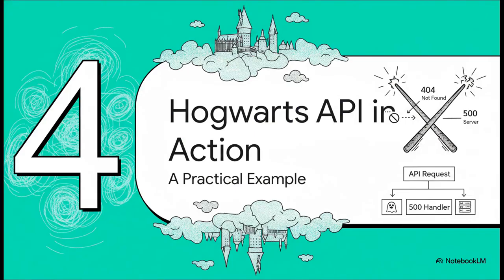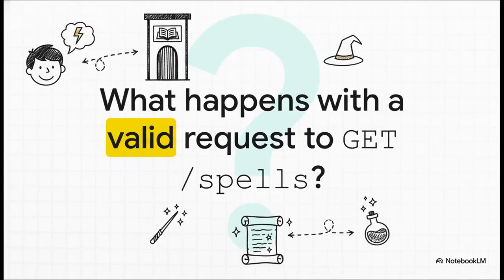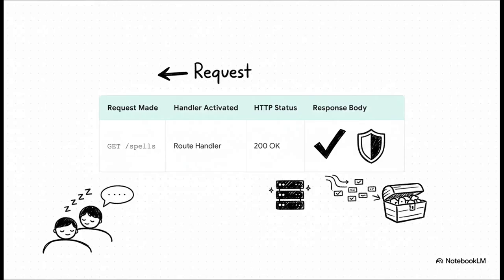All right, theory time is over. Let's see how all this actually works in practice. We're going to fire up the Hogwarts API from the source material and run a few tests. Okay, scenario 1, the perfect student. They make a totally valid by-the-book request to get /spells. And just as we'd expect, it works perfectly. The request hits the right route, gets a 200 OK status, and a list of spells comes back. Notice our fancy new error handlers? They don't even get involved. They're just chilling on the sidelines, waiting for trouble.